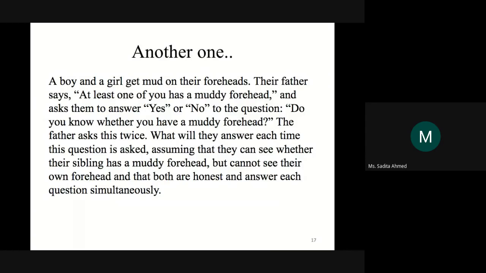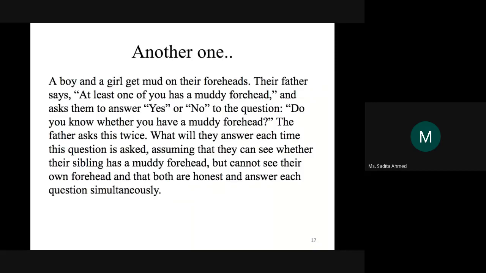Now, so far, we will assume that all of them, the dad, the boy, the girl, all of them are honest. Also, they're all capable of making logical deductions. And also that the boy and the girl cannot see their own foreheads, but can see the other person's forehead, all right? The boy can see the girl's forehead, but not his own. The girl can see the boy's forehead, but not her own, okay? So these are the things that we know in this scenario so far.